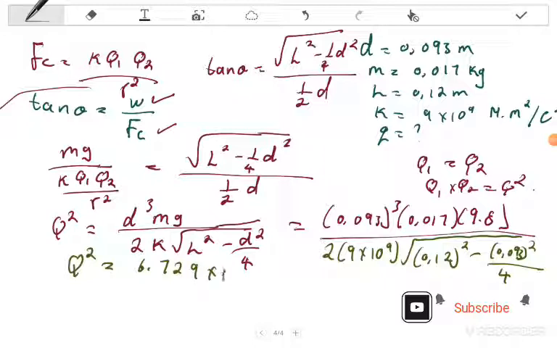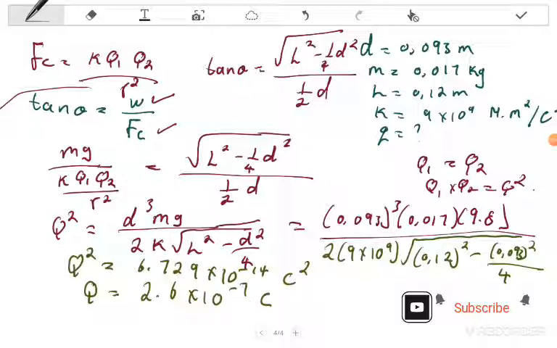6.729 times 10 to the power minus 14 C squared, so that's coulombs squared. Now you want the charge, which is calculated in coulombs. So therefore Q is equal to the square root of this. You put a square root on both sides so that the square root cancels the square. So you are going to get 2.6 times 10 to the power minus 7 C.